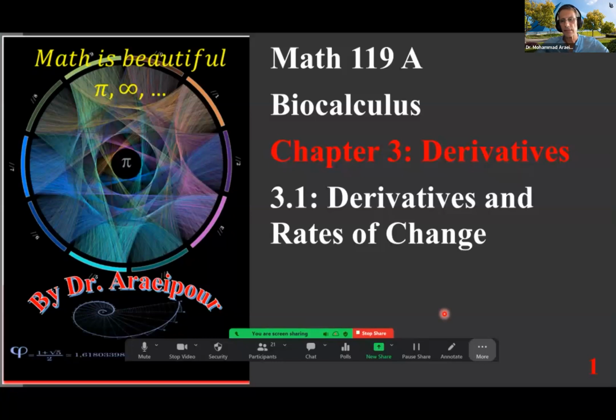Good afternoon, class. We are looking at Chapter 3, Derivatives. This is Section 3.1, Derivatives and Rates of Change.